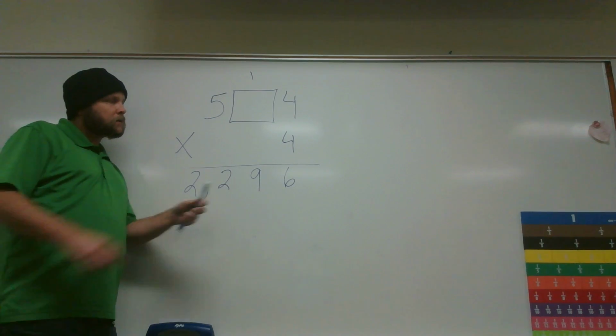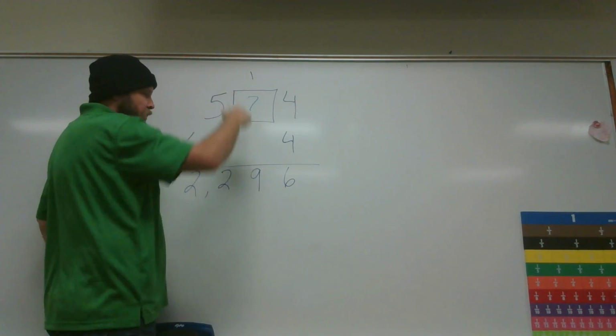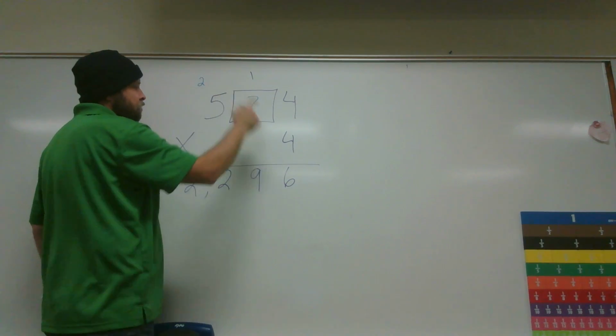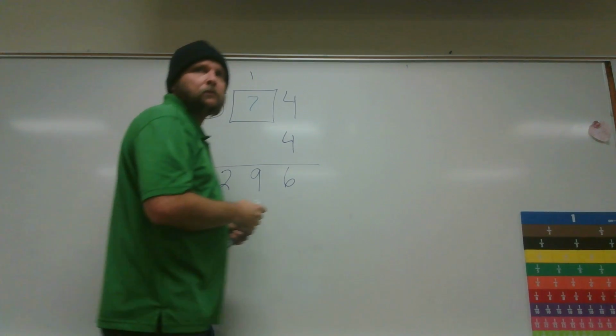28. So let's try 7. 4 times 7 is 28, plus 1 is 29. I carry my 2. 4 times 5 is 20, plus 2 is 22. Okay, great.